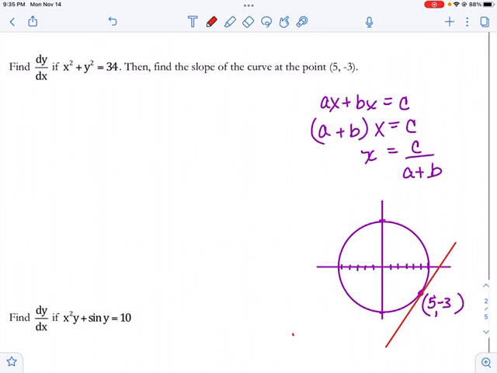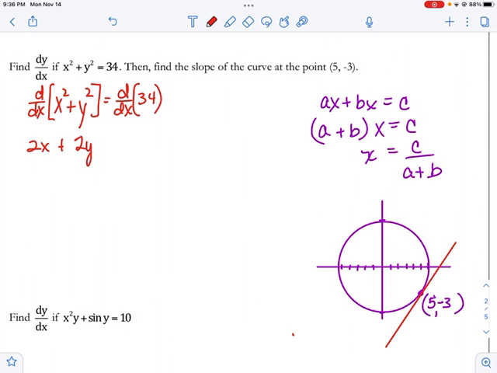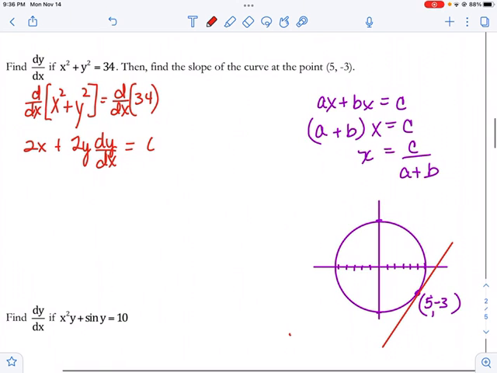So we're going to take the derivative with respect to x of the left-hand side, x squared plus y squared, which is equal to the derivative with respect to x of 34. On the left-hand side, we get 2x, and it's x, so we don't have to put anything with that. But then we have a 2y, and we'll have to tack on a dy/dx using the chain rule. The right-hand side, we get 0. So now we have 2y dy/dx is equal to negative 2x.